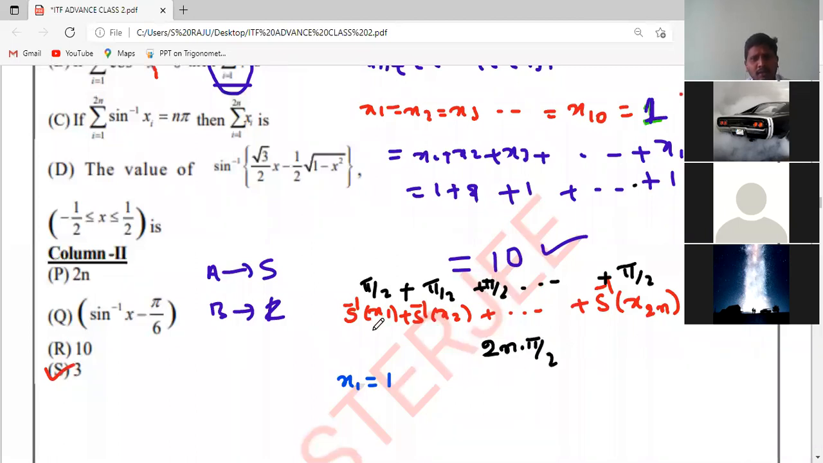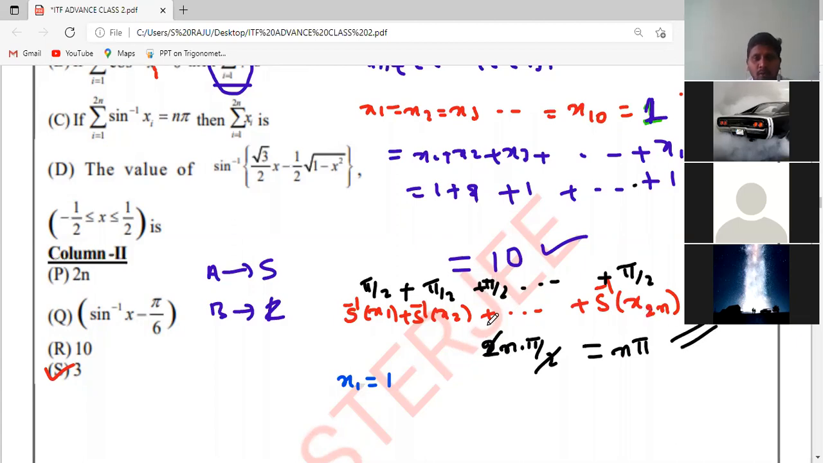We can write pi by 2 plus pi by 2. Here, in the above, 1 is repeated 2n times. Here pi by 2 is repeated 2n times, so we write 2n into pi by 2. The 2 gets cancelled. See here, we got LHS equal to RHS. We got n pi here, n pi is equal to n pi.